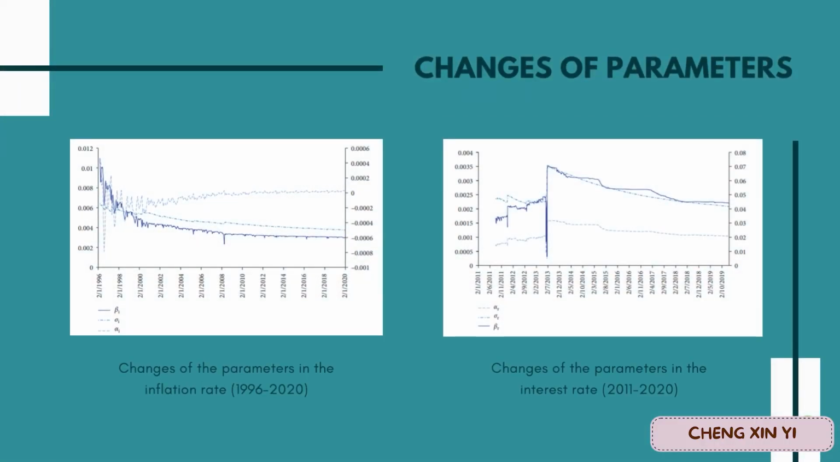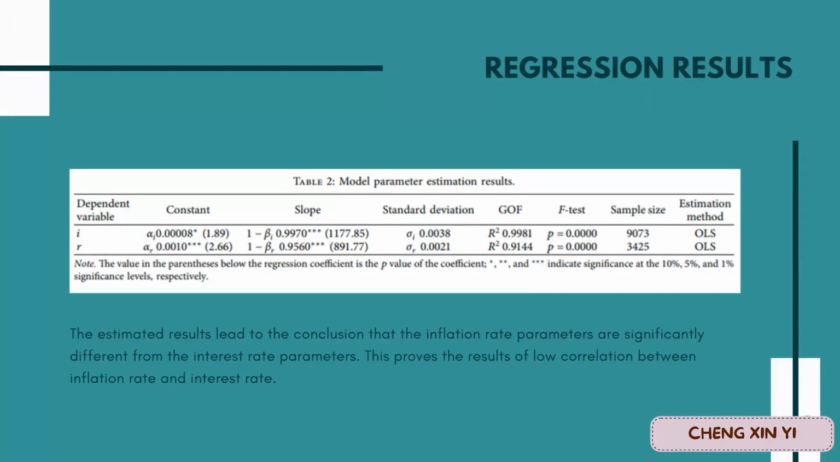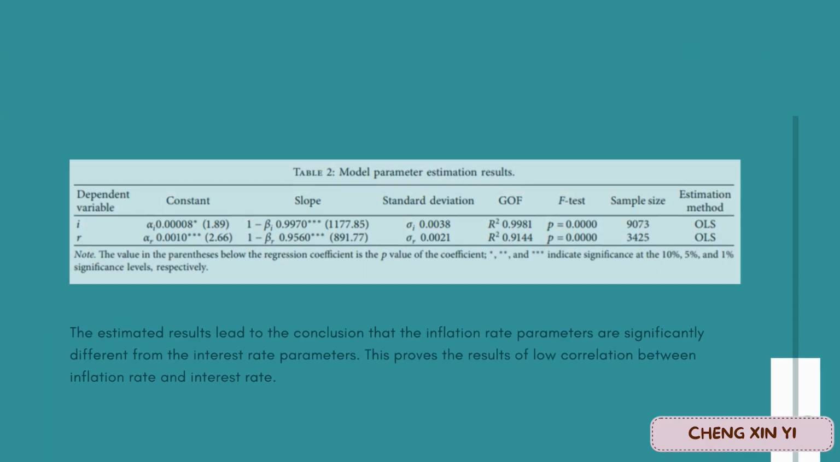By using the rolling regression method, we are able to observe the changes in the related parameters over a long period of time. The figures shown in the slide express the changes of the parameter in the inflation rate and the interest rate. The tables shown in the slide represent the regression result for inflation and interest rate. The estimated results lead to the conclusion that the inflation rate parameters are significantly different from the interest rate parameters.